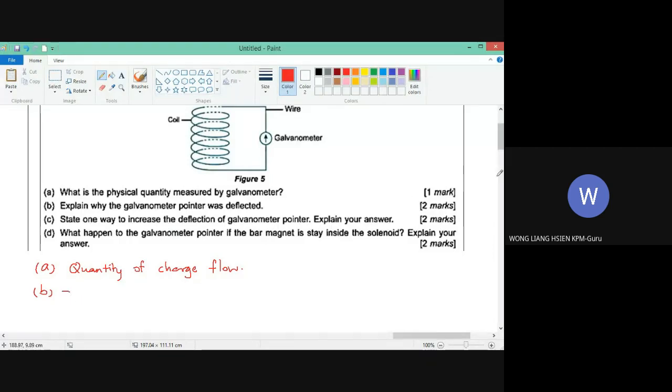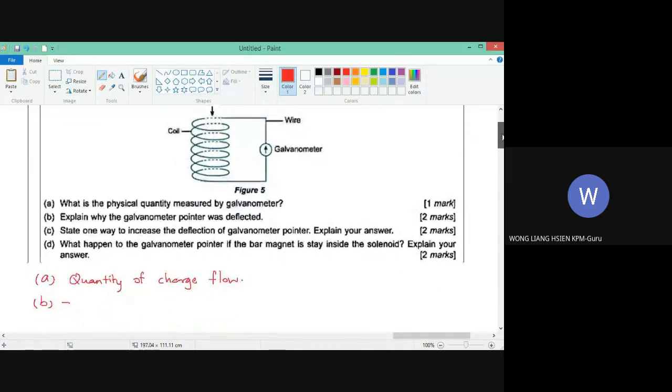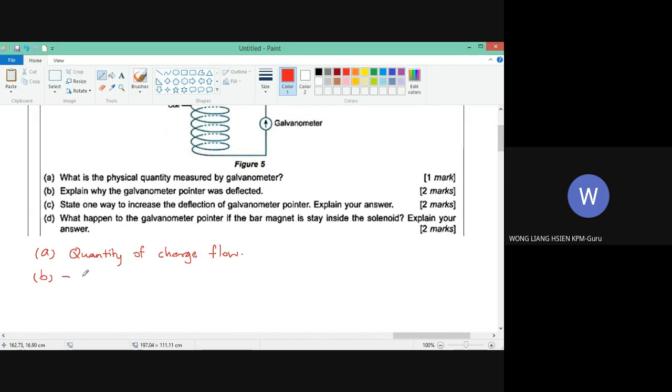So what happened is when the magnet passed through the coil, the coil will cut the magnetic flux of the magnet, and then there will be induced EMF. The induced EMF drives charge to flow in the coil. Because it is 2 marks only, we explain as detailed as possible.